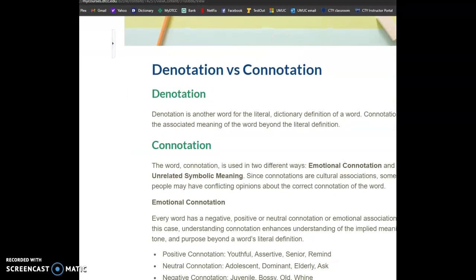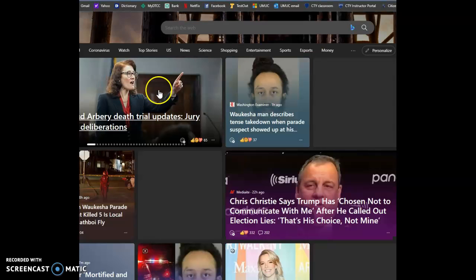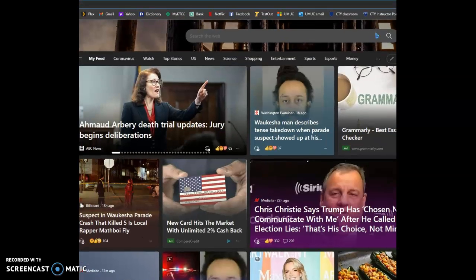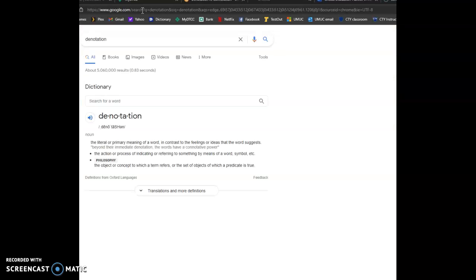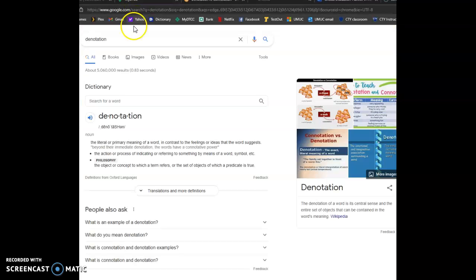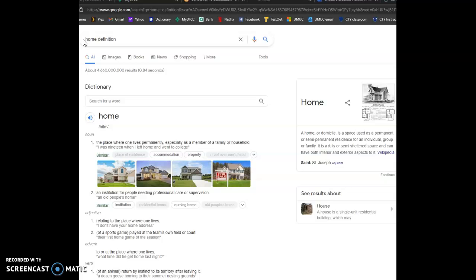So one of the classic examples is if you say the word home, if you look up the definition for home, it's going to be place where you live. So we're doing denotation. Oh, that's not what I'm looking for. I'm looking up home. We'll say home definition. Home. The place where one lives permanently, especially as a member of a family or household. So that's a pretty dry dictionary definition.